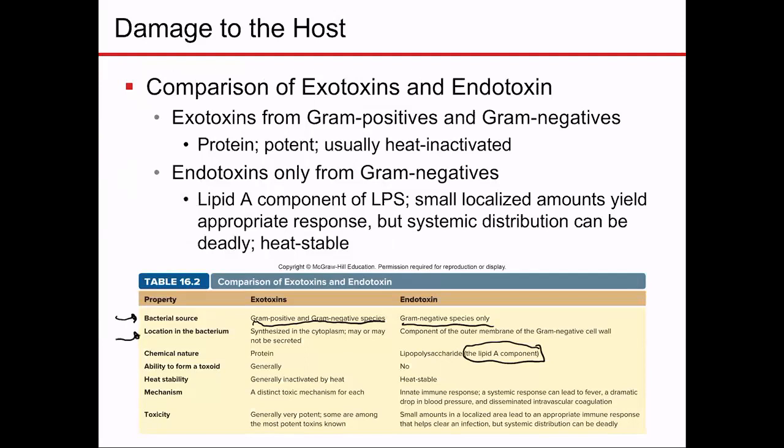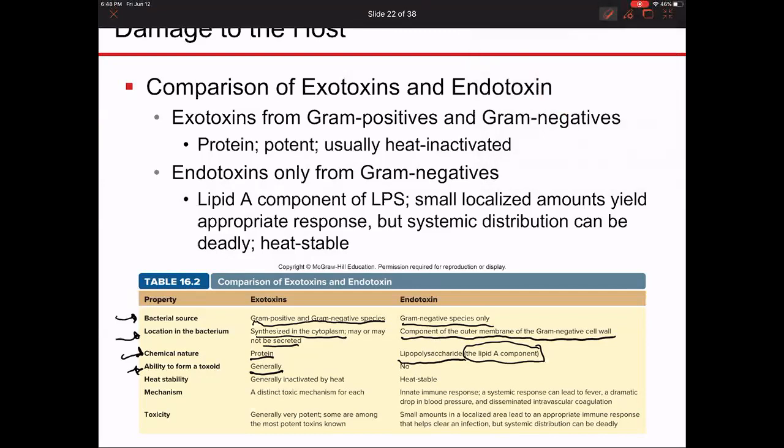The exotoxins, they could be synthesized in the cytoplasm or they could be secreted to the outside. The endotoxin is an integral part of the outer membrane of the gram-negative cell wall. Exotoxins, they are proteins. Endotoxins, they are lipopolysaccharides. You can produce a toxoid with exotoxins. That means an inactivated version of that toxin, and now you could use it as a vaccine.